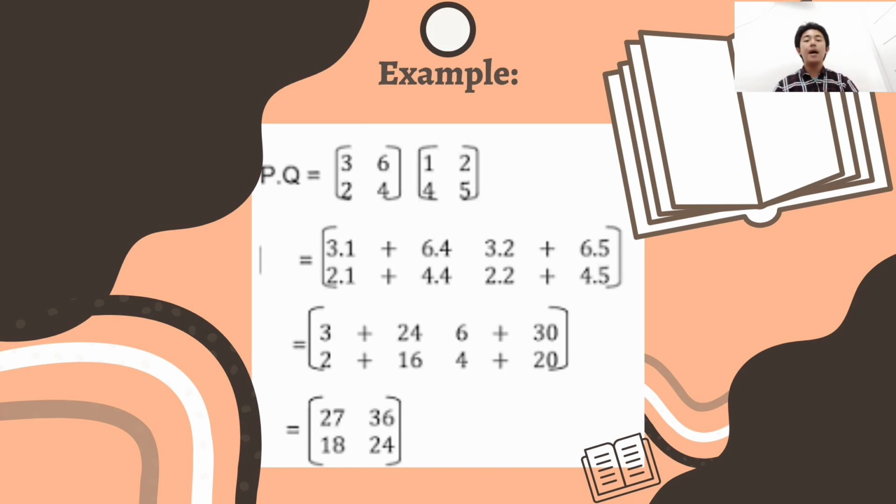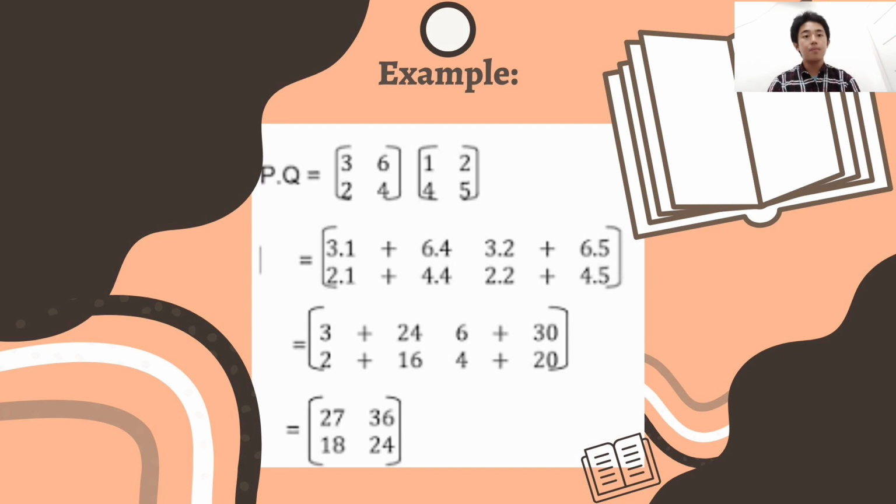Now we have the answer for the first row. Now we're going to search for the second row in the answer. Earlier we've done the first row from the P matrix. Now we're going to get into the second row of the P matrix, that is 2 and 4. So 2 we multiply with the first column of Q matrix. So 2 times 1 plus 4 times 4.